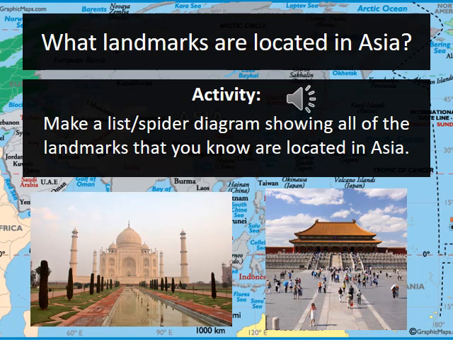What I want you to do is have a go at trying to list as many as you can find or think of. It doesn't matter if you don't get all 10, but because this is a start point, you probably will learn a lot more by the end of the project. Have a go.